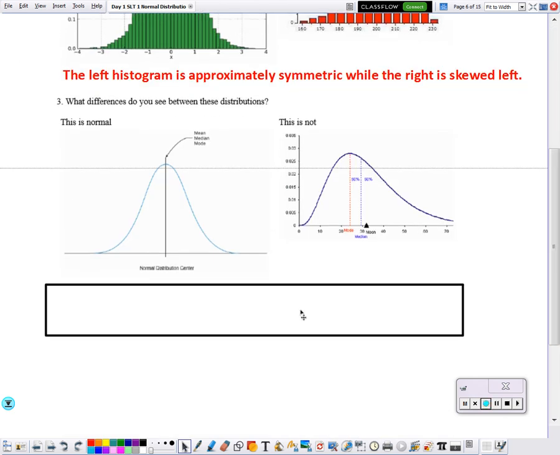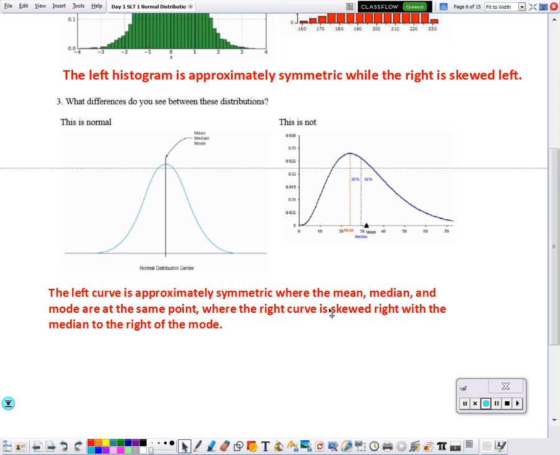Now for number 3, I have the opposite situation. This is a normal distribution curve, and this is not a normal distribution curve. And I see on this curve it is more spread out on the right side. This is more spread out. And as a result of being more spread out on the right side, this one is skewed to the right.